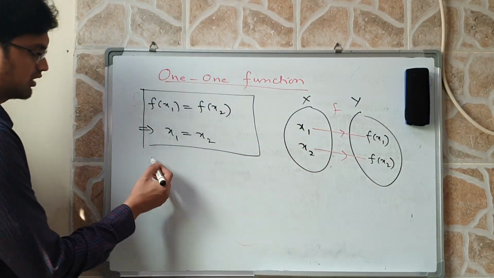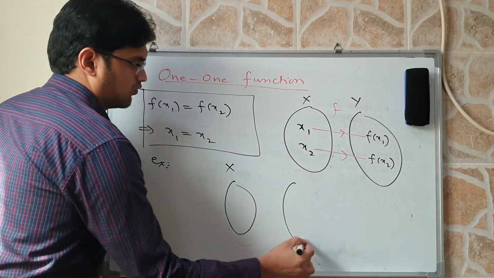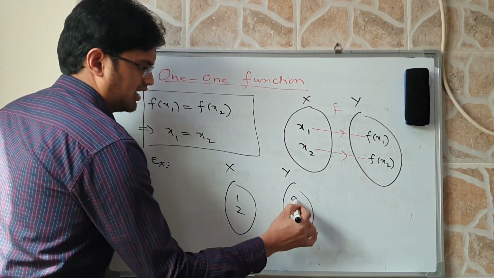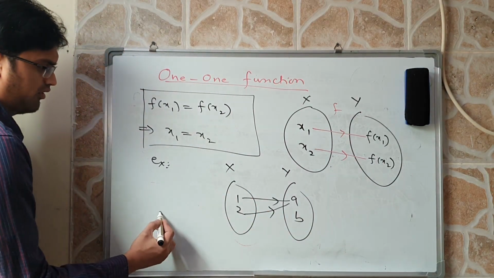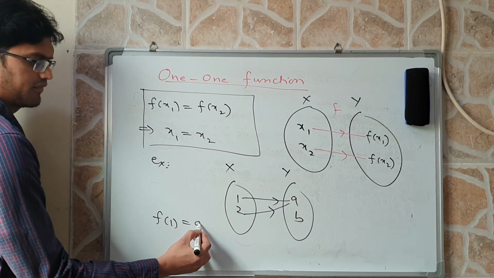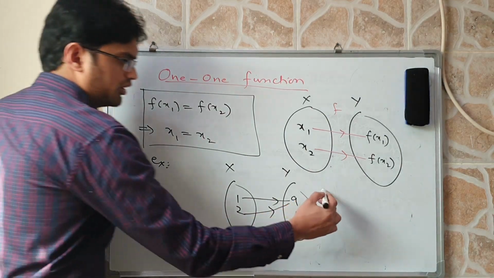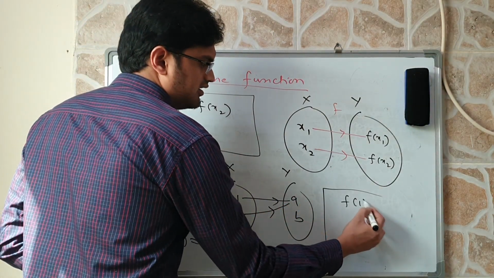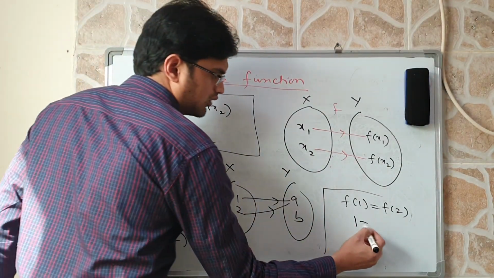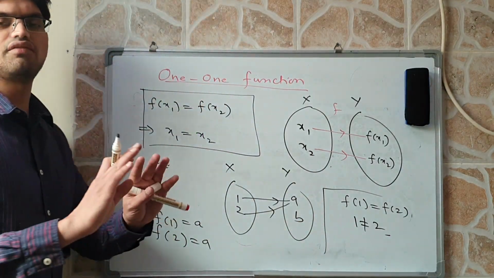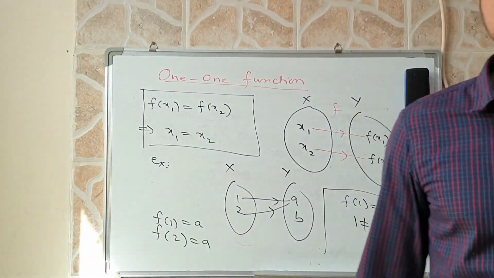For example, let me just take an example. Just now I have taken X, I have taken Y also, 1, 2, and then A, B. See here what I have associated. What is f of 1? It is A. What is f of 2? It is also A. So what can you conclude? f of 1 is equal to f of 2 because both images are the same. But 1 is not equal to 2. Therefore, f is not one-one. Clear? I hope it is clear.